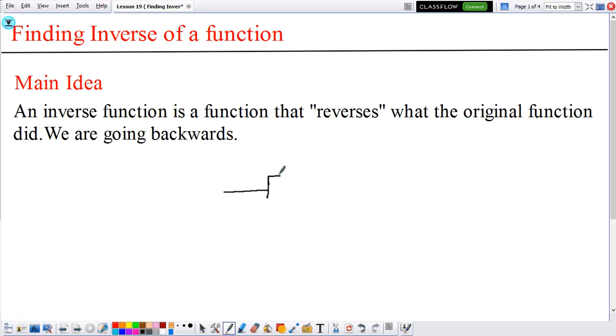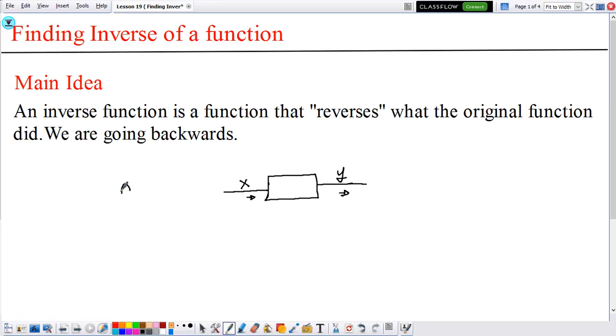You have a machine here where you put an x, it does something to it, and then it gives you a y. This is the basic main idea of a function. You place an x and you get a y out. Now, what an inverse function does is it goes the opposite way. You will plug a y in and you will get an x that it came from. So that's kind of like the main idea here.